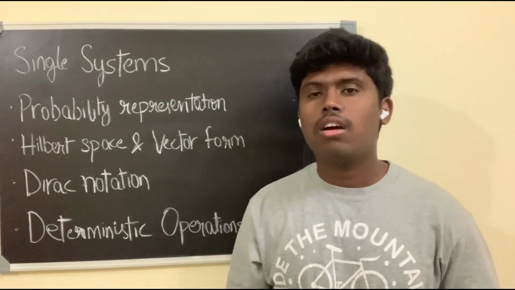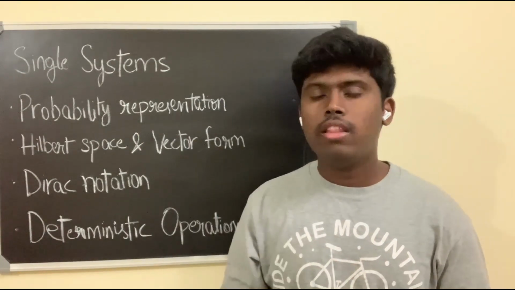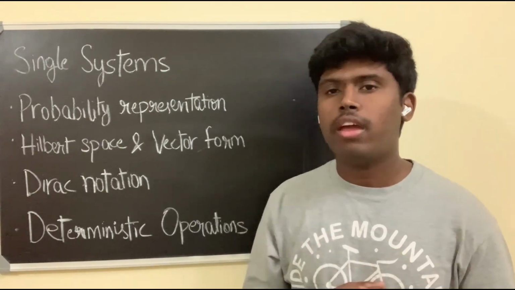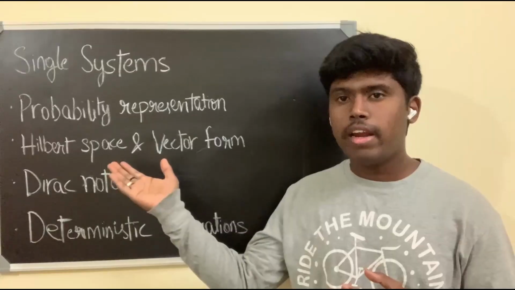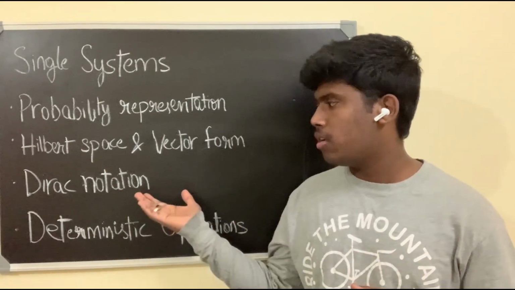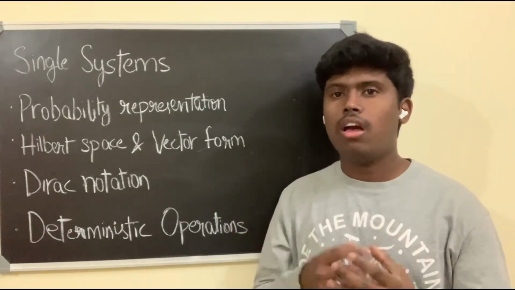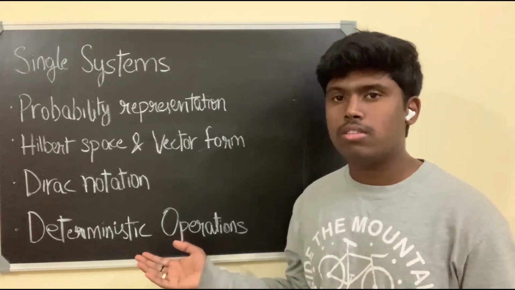First, we'll compare classical information with quantum information using probability, and then see how we can express states in vector form inside a Hilbert space. And then I'll introduce you to Dirac notation and see how matrices can be used to perform deterministic operations.